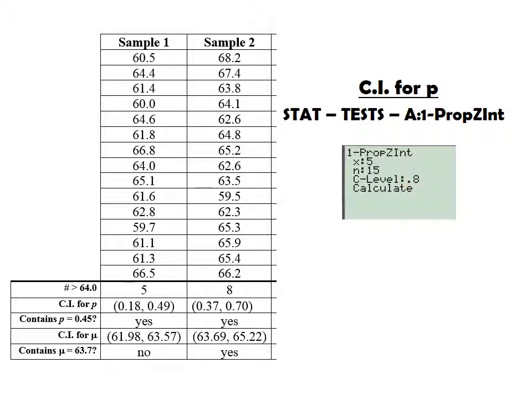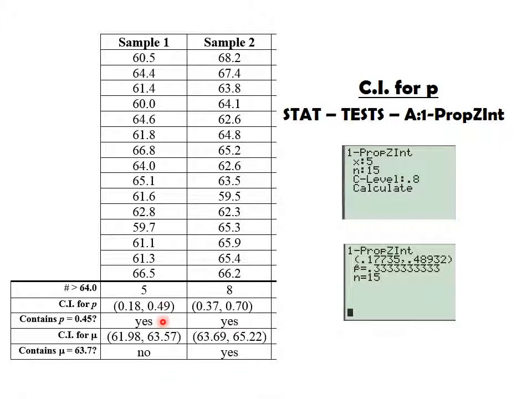So set that to 0.8, and then you hit calculate, and this is the result that I get. So this second line here is my confidence interval, and then I'm going to write that confidence interval here in this row. I'm just going to round things off to 2 decimal places. So you see 0.18 up to 0.49, and that's it for my confidence interval. Next thing I'm going to do is ask myself, does that confidence interval contain the true value of P, which is 0.45? Well, 0.45 is indeed between those two numbers, so I write yes.